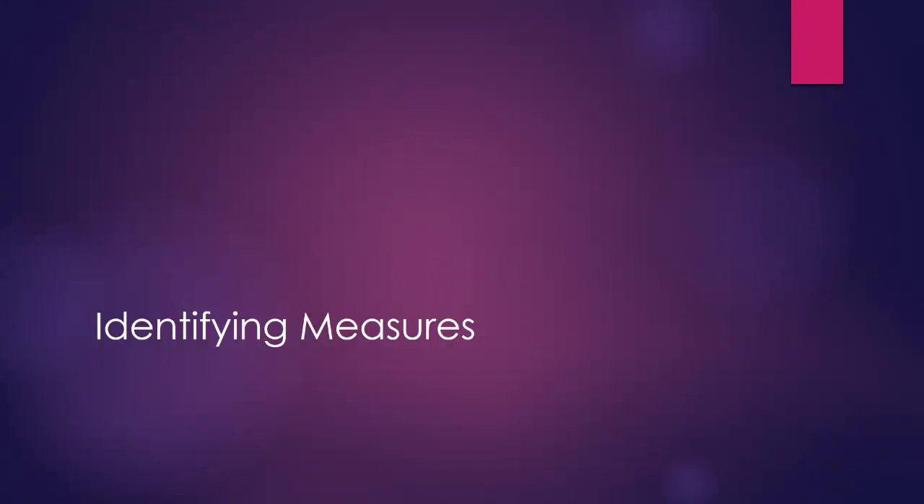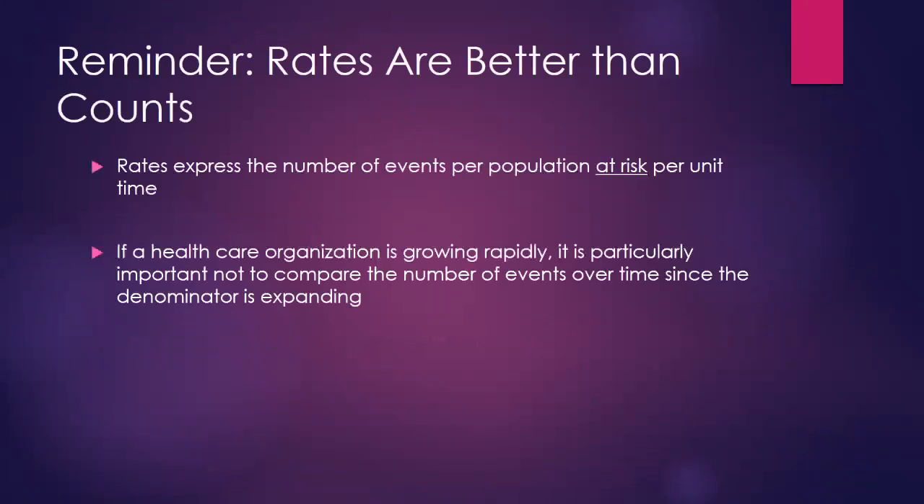So we talked about data first and setting up the system, but you also want to think about what measures you really need. What data do you want to collect with these systems? So as a reminder, before we jump into this too much further, rates in general are better than counts. Rates are the number of events per population at risk per unit time. So keeping in mind that we only want to put people who have a non-zero chance of having the event that we're looking at in the denominator.